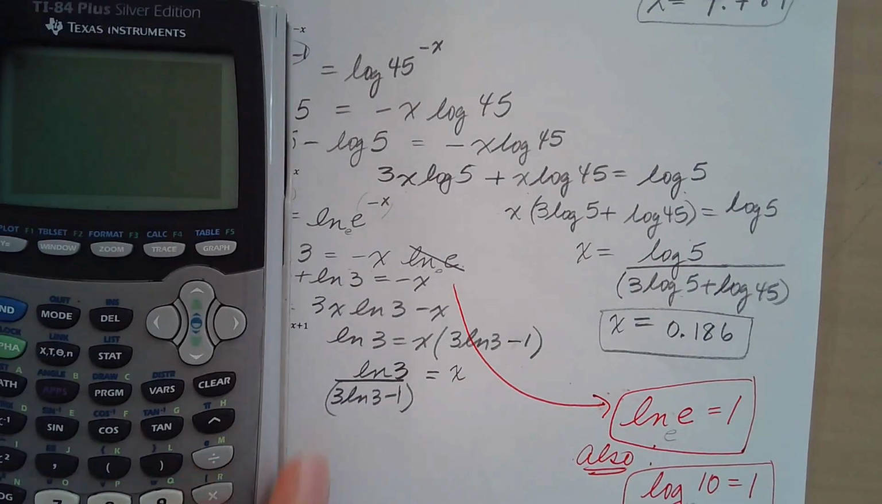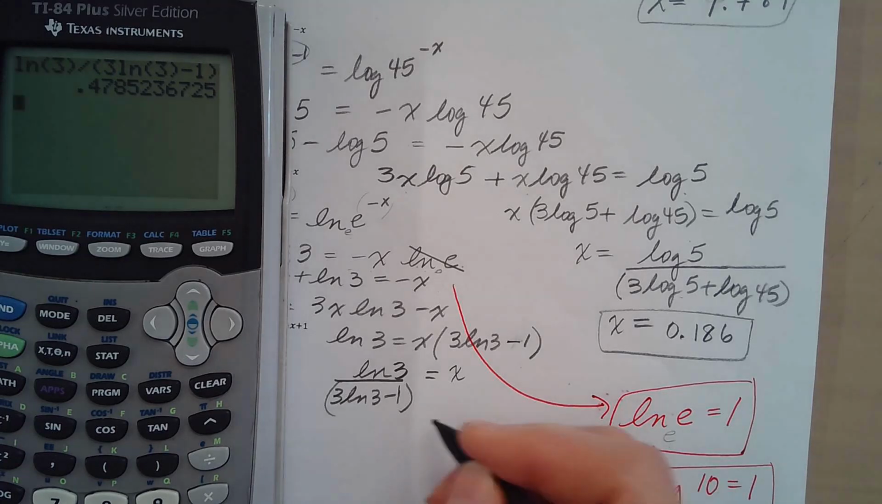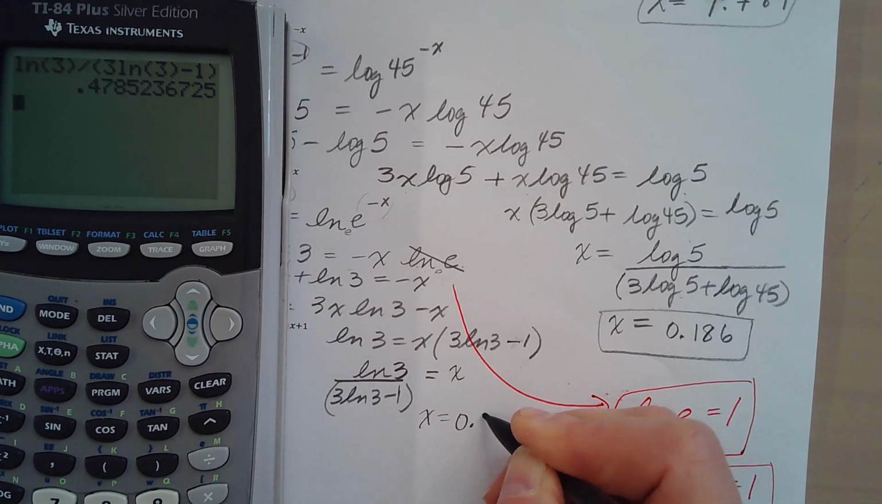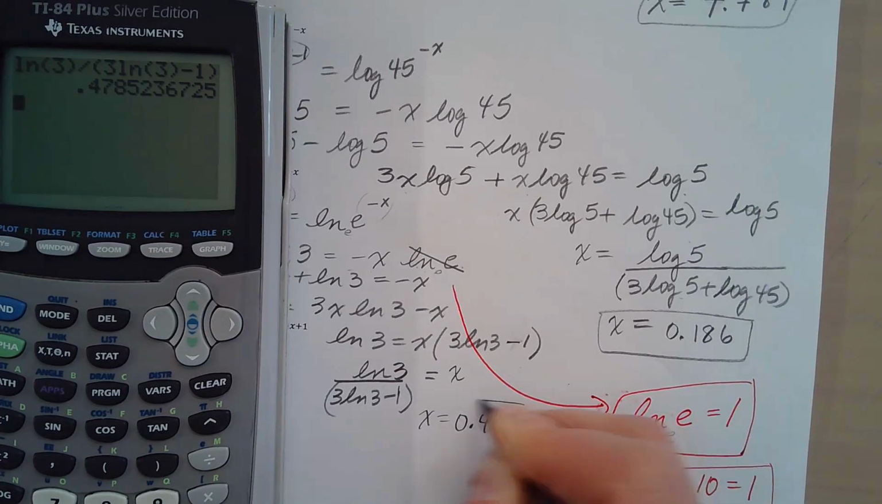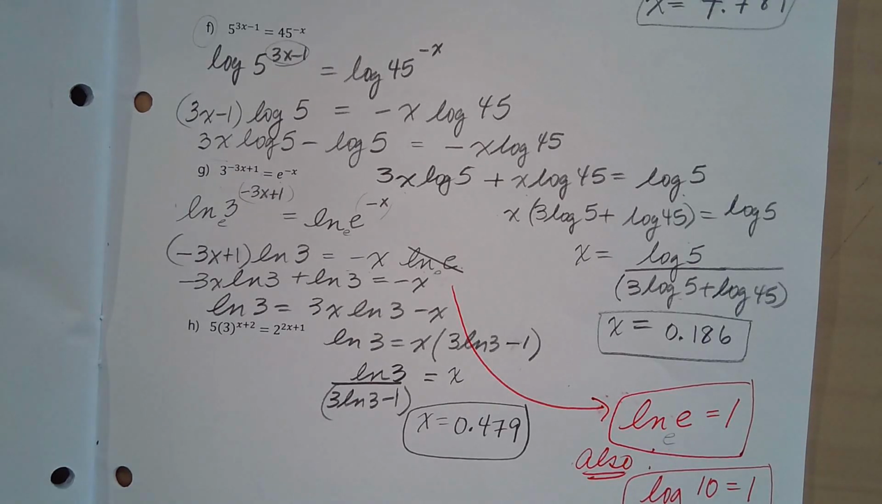So in my calculator, I'm going to press ln of 3 divided by bracket 3 ln 3 minus 1, and my answer is 0.479. These questions take a long time to set up and to get x isolated. And the trickiest part probably is punching everything into the calculator right, making sure you don't miss any brackets, and that you punch it in in the right order. Okay?